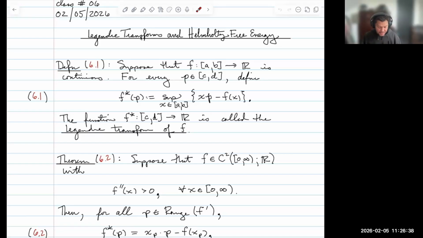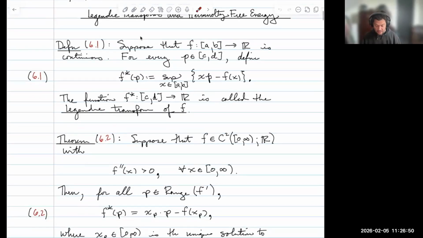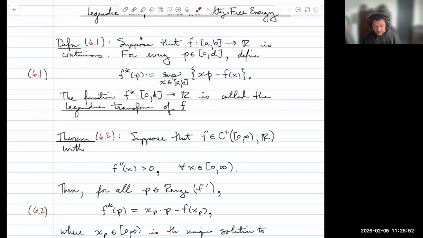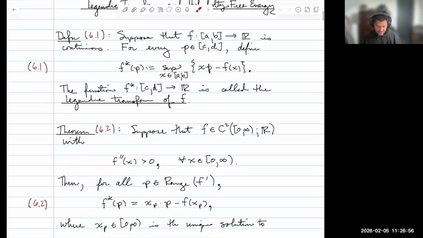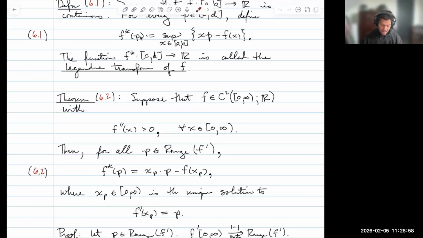Now, in some cases, the Legendre transform keeps all the information of the original function f, and that's the case we'll be interested in here for our thermodynamic change of variables. I'll give you precisely the case where that is so. Suppose that f is a C2 function, and f double prime is always greater than 0 for every x in the domain of f.